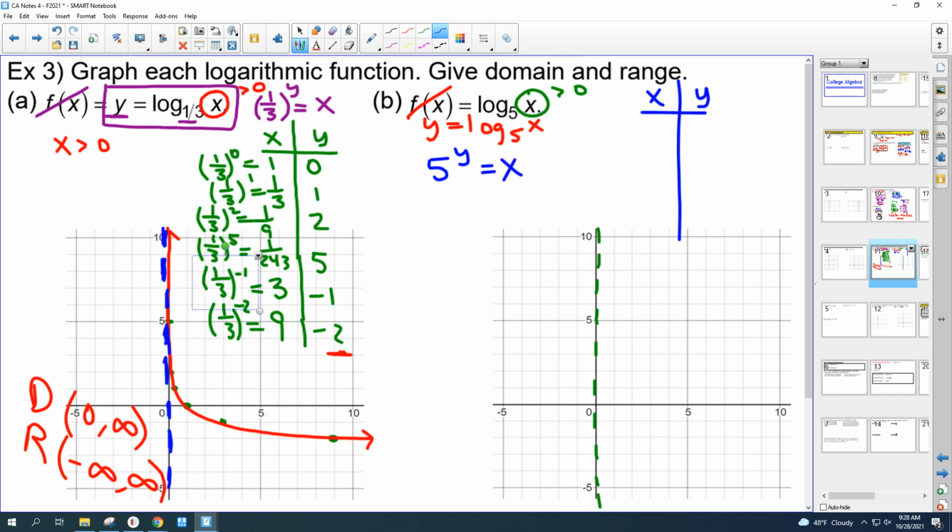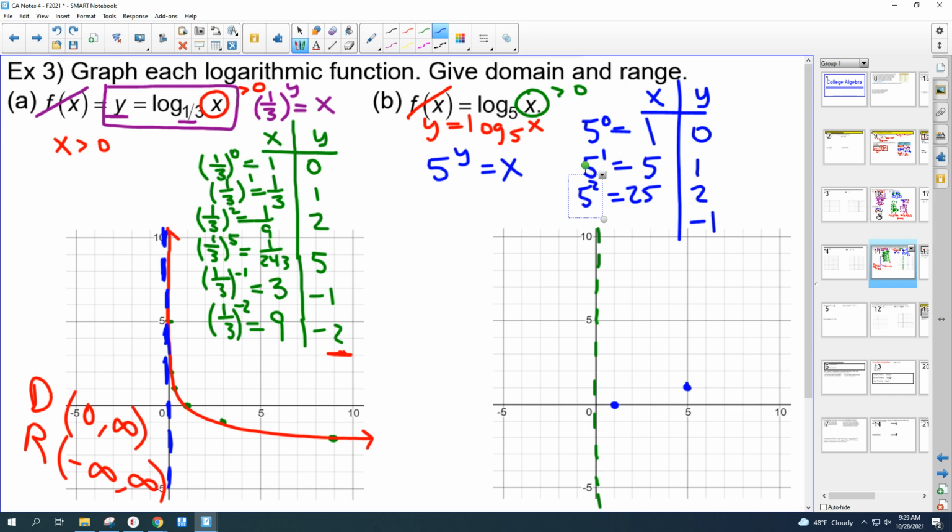You just have to understand that we're plugging in numbers for y. All right, we're plugging in numbers for y. So if I do 0 for y, x is going to equal 1. So I've got the point 1 comma 0. If I plug in +1, that means x is going to be 5. I've got the point 5 comma 1. If I do 2, that's going to be way too big because 5 squared, that's 25. Way over this way.